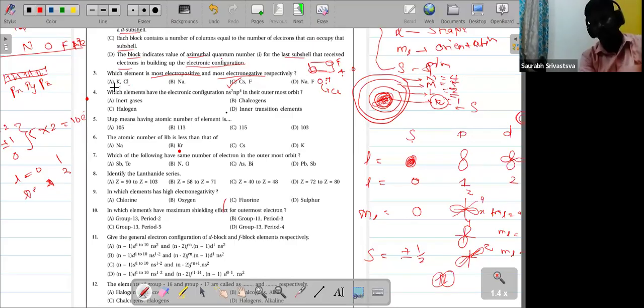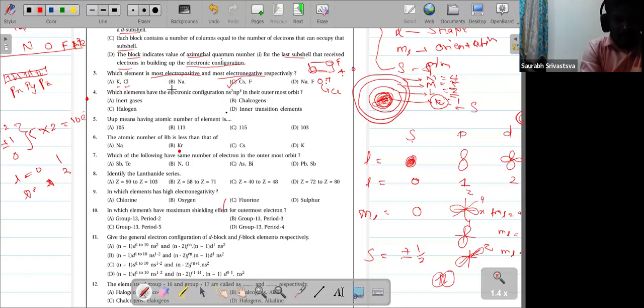Potassium is a third period element. Third period element means the third period element on the left hand side, and chlorine is the third period element on the right hand side. So we should not select that. In the periodic table, the right side top corner and the left side bottom corner have the two elements: the most electronegative and the most electropositive element.